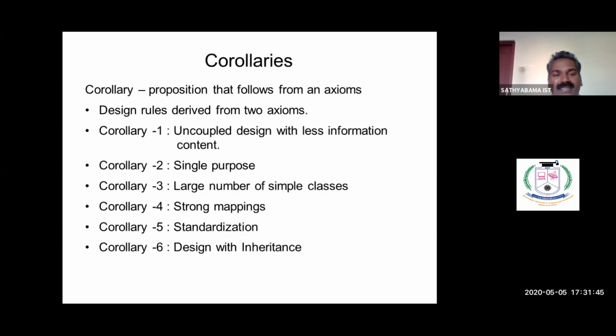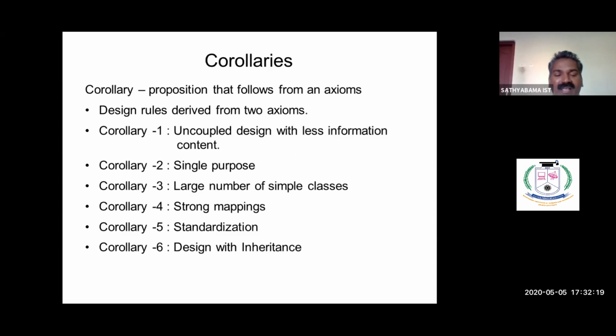Using these two axioms, six corollaries are defined. These corollaries are derived from the axioms. Corollary 1 deals with uncoupled design with less information content, that is, the coupling, the interaction between components. The second corollary is single purpose. Each class defines a single purpose. The third one is a large number of simple classes.